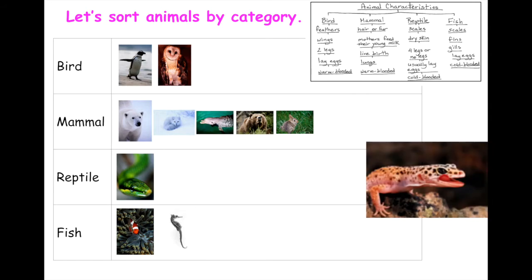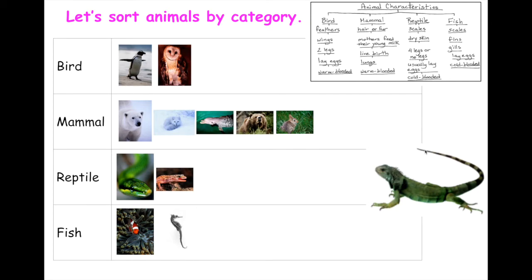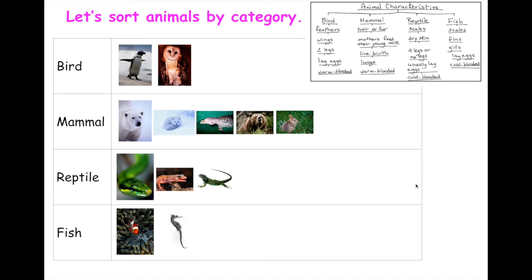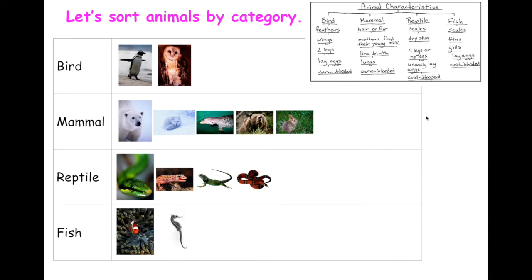Then we have a gecko. A gecko has 4 legs, it has dry skin, and it usually lays eggs, so that's going to be a reptile based on its category. Then we have an iguana. An iguana is going to go with our other lizard friend that we just sorted. It is a reptile as well. And we have a snake. So this snake is going to go with the previous snake that we had already sorted because you can see it has those scales, has that drier skin, no legs, lays eggs and is cold-blooded.